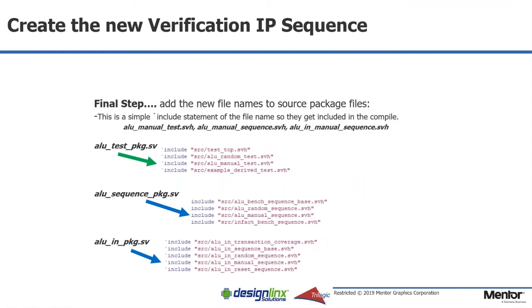There's one final step. Any new files are required to be added to the package files that are in each section of our environment. In the bench section, we have a test package. Also in the bench area, we have a sequence package that the ALU manual sequence has to be added to. And then finally, in the verification IP area, ALU in package has to have the ALU in manual sequence. This is just a simple include file.